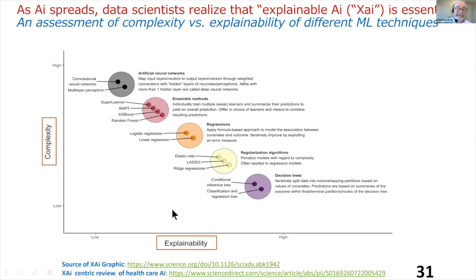And yes, as things get more complex, that's this axis, low to high, they become less explainable. So the point is, less complex decision trees are highly explainable. Very complex, in this case, the neural nets I showed you before, are less explainable.